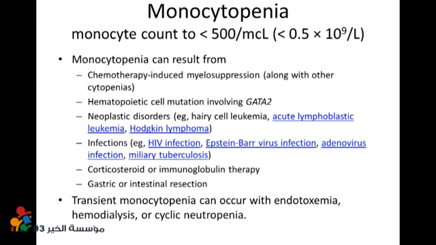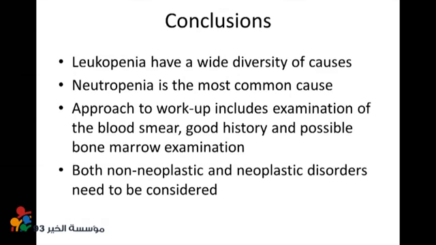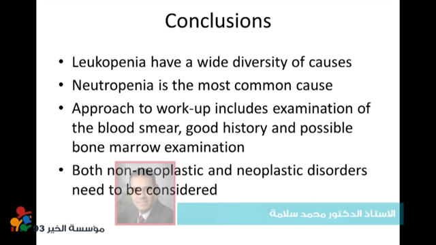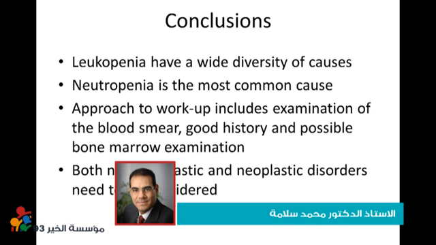This is the conclusion slide. Leukopenia, I hope we covered. This is a wide diversity of causes. Neutropenia is the most common cause of leukopenia, and we discussed the approach from the lab side, basically how I think as a laboratorian, but I also need a good history, and how bone marrow could be helpful. These causes could be both plastic and non-plastic.